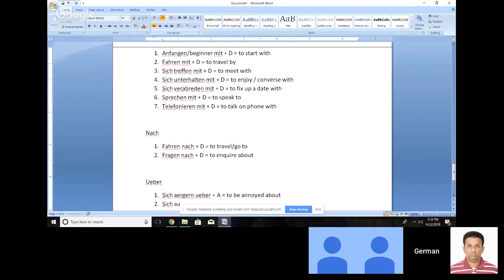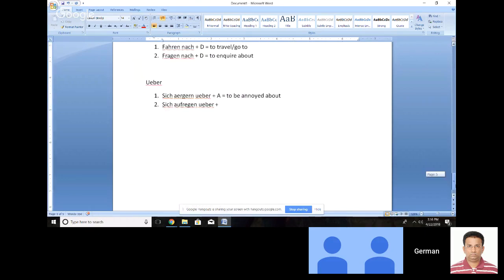Sich aufregen über. Sich aufregen über plus accusative is to be excited about or worked up.